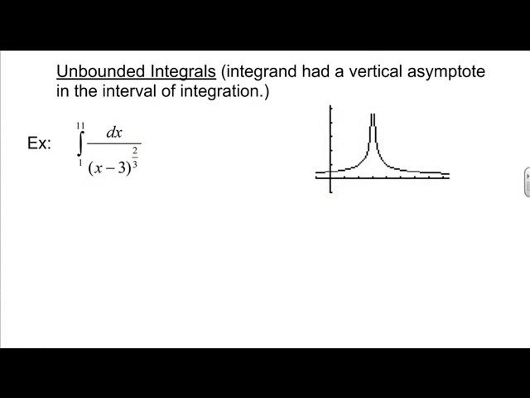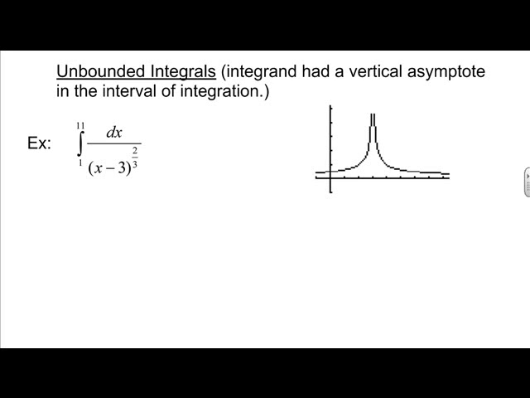The second type of improper integral is one where the integrand is unbounded or has a vertical asymptote somewhere in the interval of integration. This is an example, definite integral from 1 to 11 of 1 over the quantity x minus 3 to the 2/3 power. You can look at that function and recognize that there's going to be a vertical asymptote at x equal 3. And I've got a graph here for you.